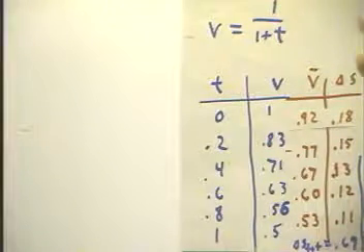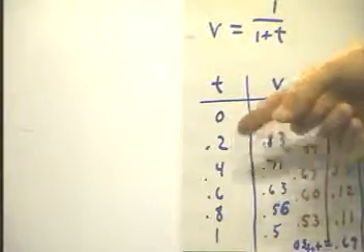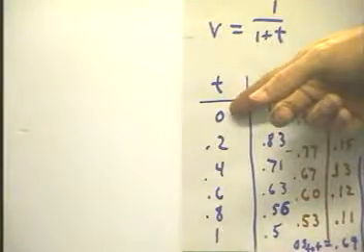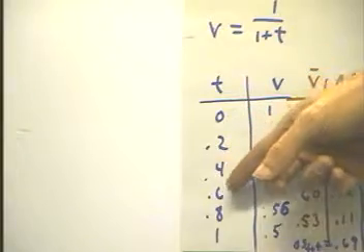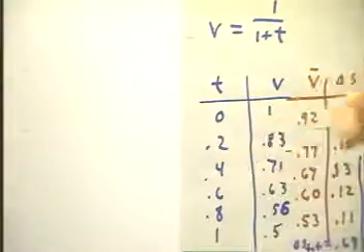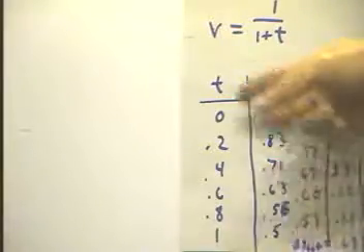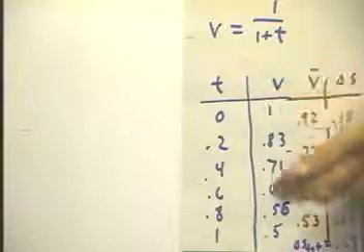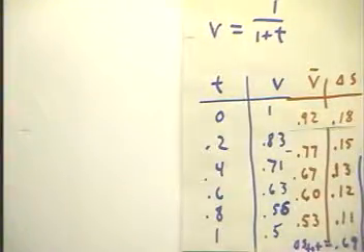We're also asked to use an interval of 0.2, a delta t of 0.2, in doing this. So we begin with t equals 0 and let t take values 0.2, 0.4, 0.6, 0.8, ending at the ending value of 1. And we calculate v for each of these t values simply by plugging each t value into the function. That's very simple and straightforward, and I believe we get these results.